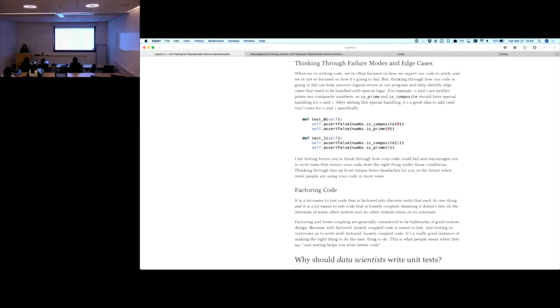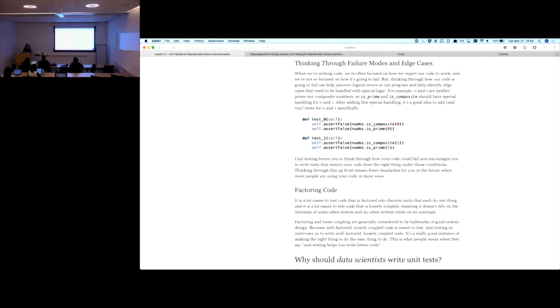So the last one that you'll hear people talk about is that unit testing helps you write better code. And what they mean when they say that is that well-factored, loosely coupled code is easier to test. I'm going to say what both of those things mean. But basically the idea is because well-factored and loosely coupled code is easier to test, unit testing incentivizes us to write code that's well-factored and loosely coupled. And so it's an example of making the right thing to do the easy thing to do. That's what people mean when they say that unit testing helps you write better code.